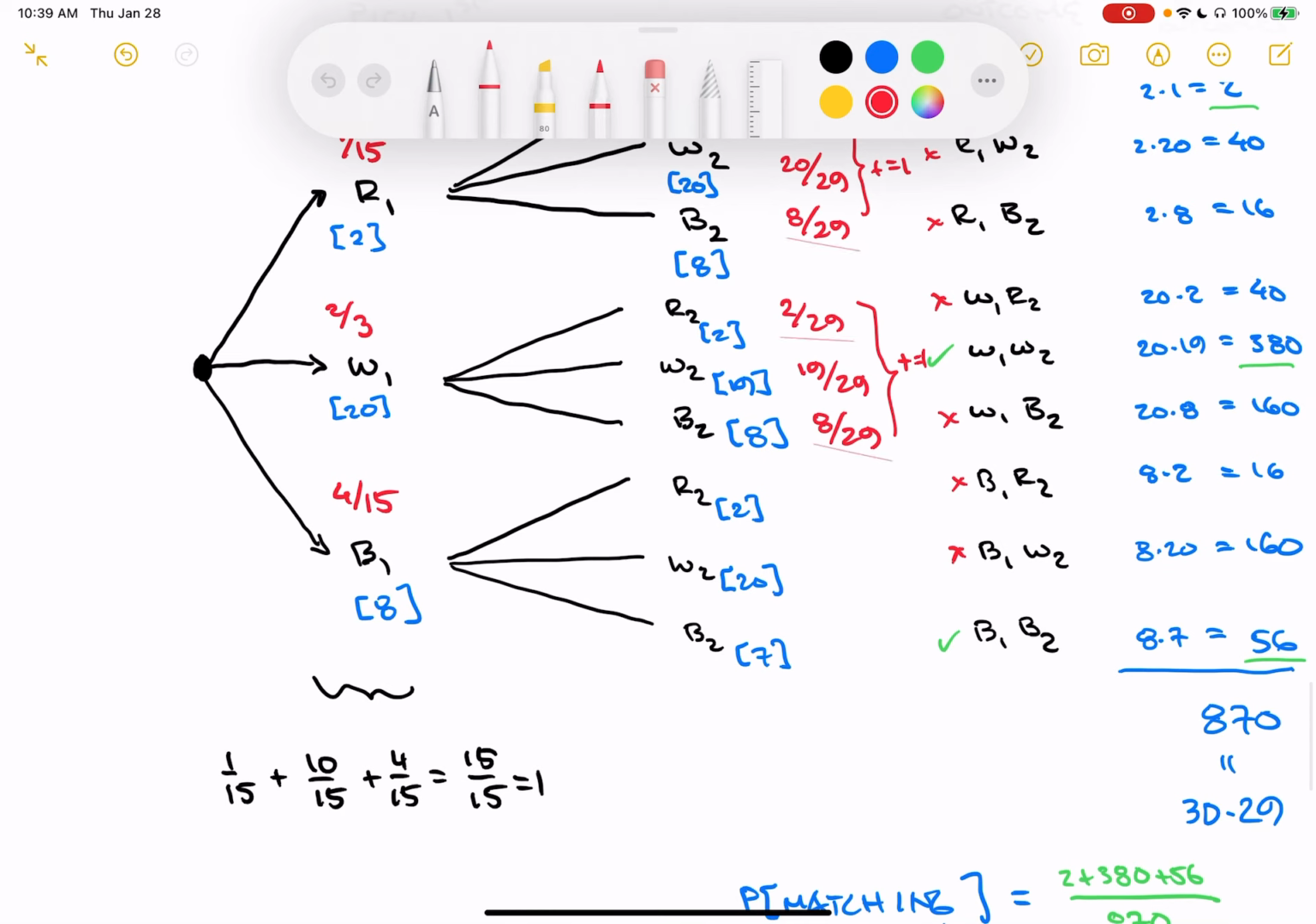Third set is going to be the same sort of an idea. I'm going to get 2 out of 29 on the first, I'm going to get 20 out of 29 on the second, and I'm going to get 7 out of 29 on the third. And again, if you add those all up, you do get equal to 1, as you would expect. All of the things that come out of the same kind of root branch, right, have to have probabilities add up to 1.